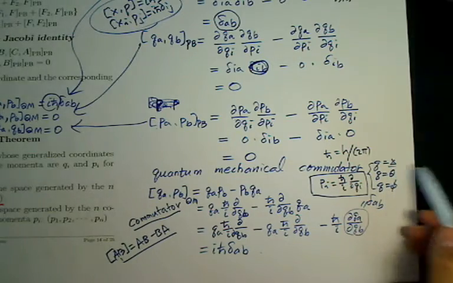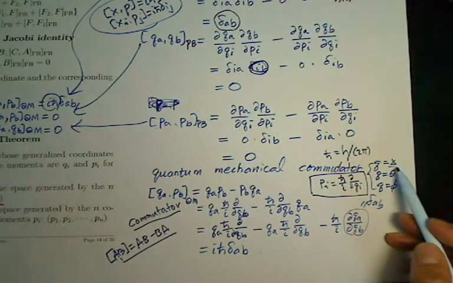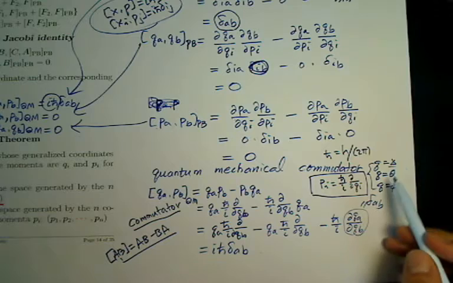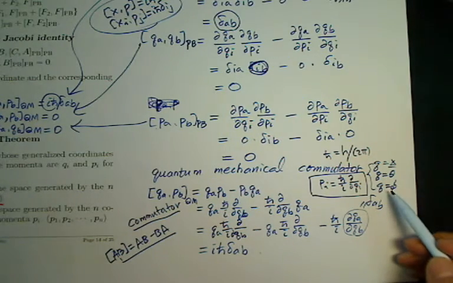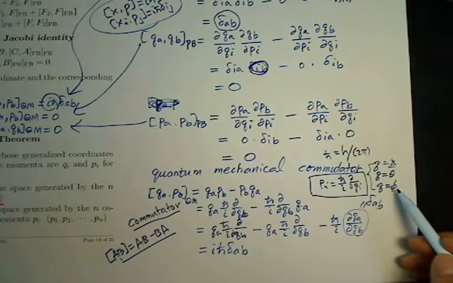If it is x, the conjugate momentum is linear momentum. If it is theta or phi, the conjugate momentum will be the angular momentum.